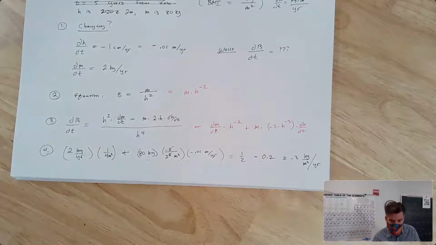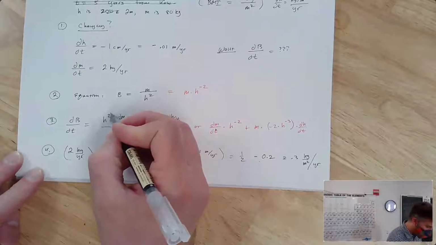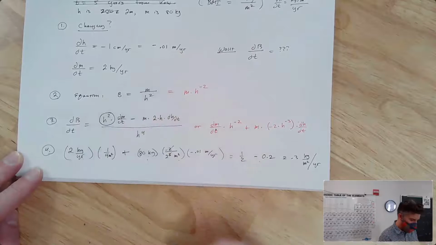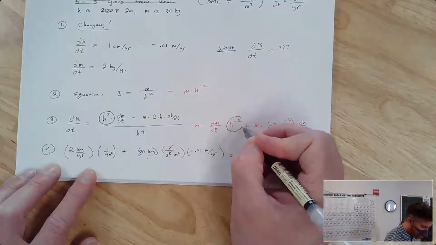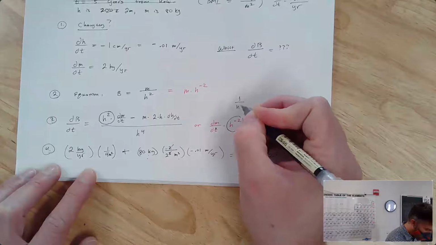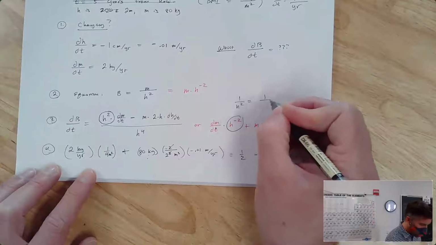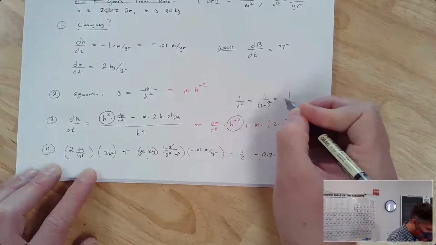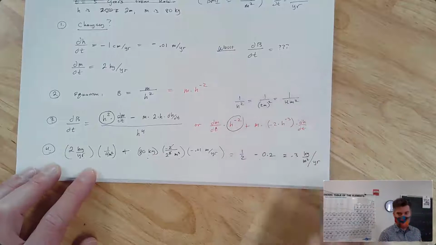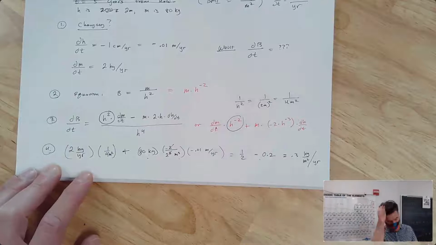Someone asked, how do I get 1/4 meters squared? So when I was plugging in height here, I was plugging in, actually, so sorry, not here. I was plugging in the height here. I was getting 1 over the height squared, and the height was 2 meters. So I'm getting 1 over 4 meters squared. That's how I'm getting the 1 over 4 meters squared.